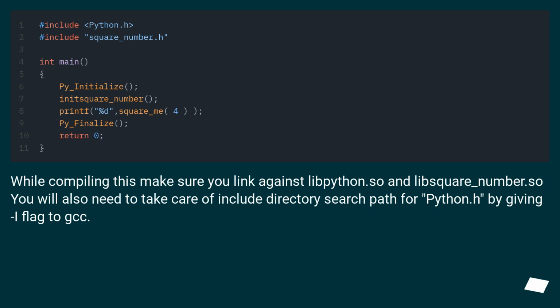While compiling this, make sure you link against libpython.so and lib_number.so. You will also need to take care of the include directory search path for Python.h by giving the -I flag to GCC. For more information, see this URL.